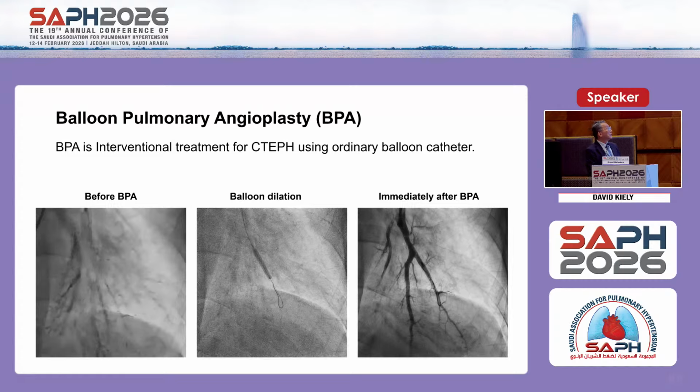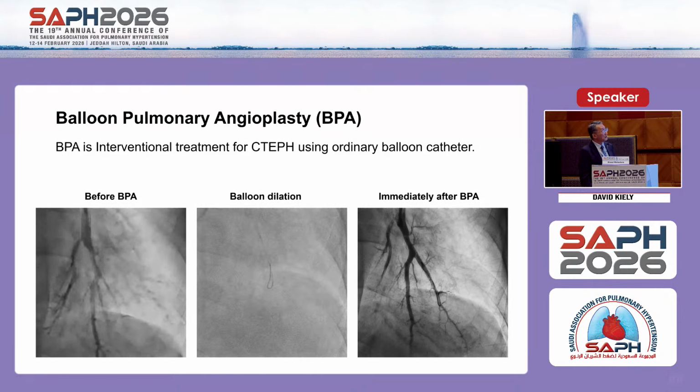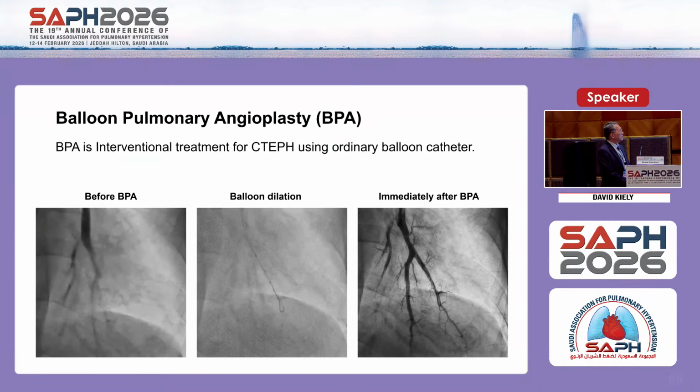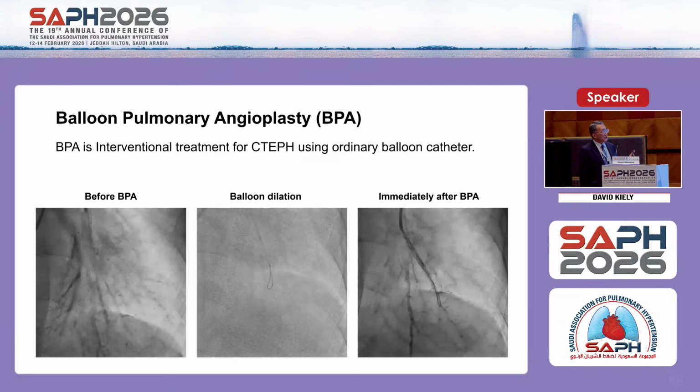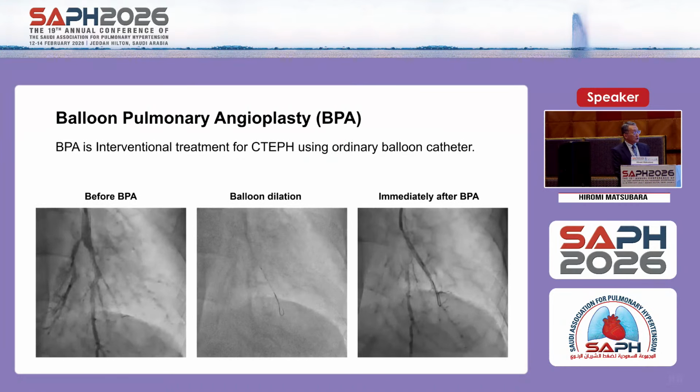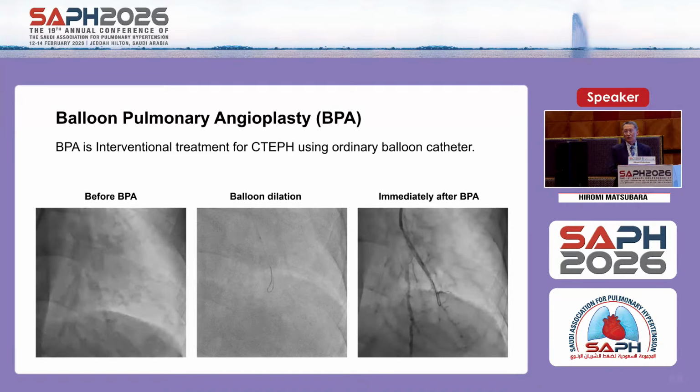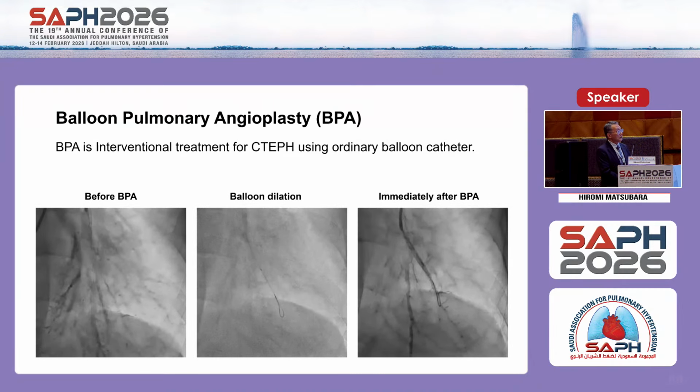At first, I have to explain BPA. It's a very simple interventional technique. At first, you have to find the lesion and pass the lesion with the guide wire and dilate it with a balloon catheter. Immediately after dilation, you can see the distal flow like that. It's very simple, very easy. The problem is there are numerous lesions within the lung in CTEPH cases, so you have to repeat this for 18 segments and numerous subsegments.